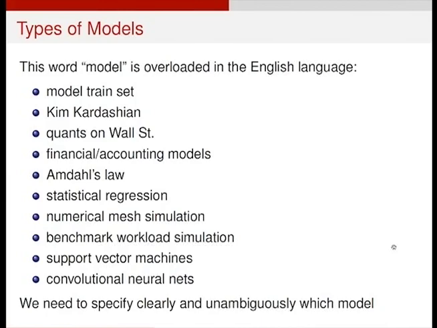So that's another issue. And then we have things like Amdahl's law, which is actually a form of model, but people don't necessarily think of it that way because it's an equation. But guess what? An equation is a model because it relates certain variables, or performance metrics in our case. And we can go right down the list: numerical mesh simulation. That's what supercomputer people do, or particle physicists or astrophysicists use that kind of modeling technique.